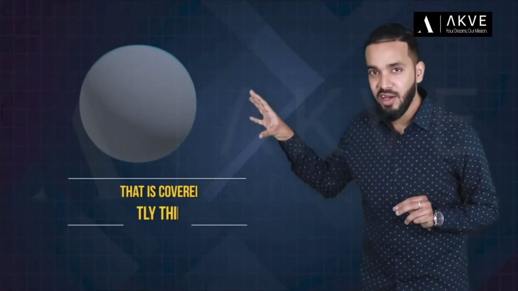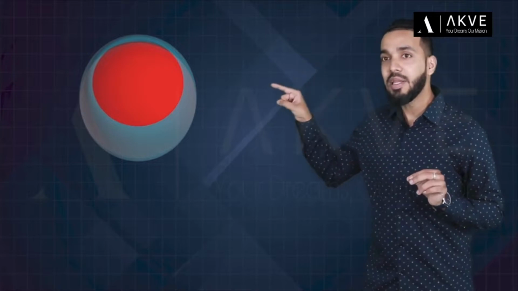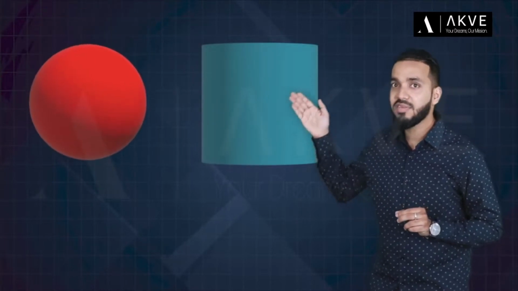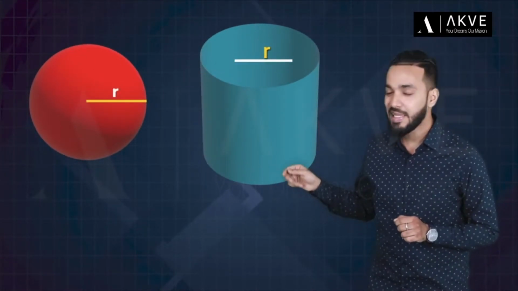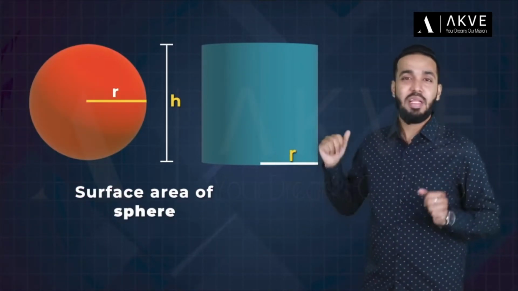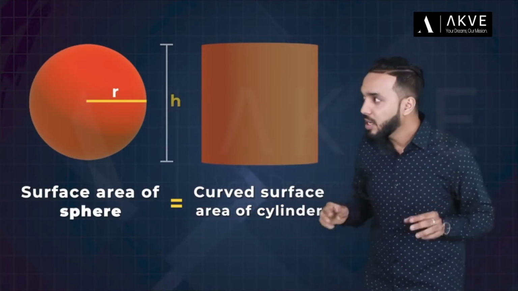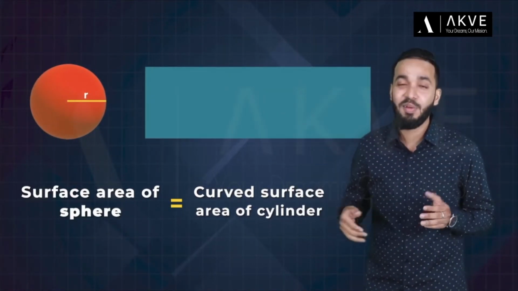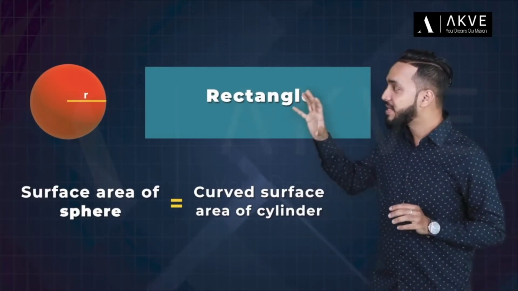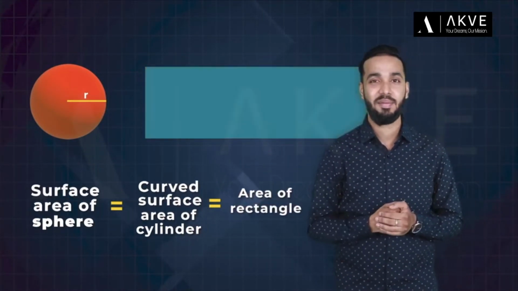Say, we have a sphere that's covered neatly in a perfectly thin wrapper. Now, the wrapper is opened in a very specific way such that it forms the curved surface of a cylinder having the same radius and the same height. Evidently, the surface area of the sphere would be the same as the curved surface area of this cylinder. And if we cut this curved surface laterally, we would get an even simpler shape, a rectangle. So, summarizing, the surface area of the sphere would be the same as the area of this rectangle.